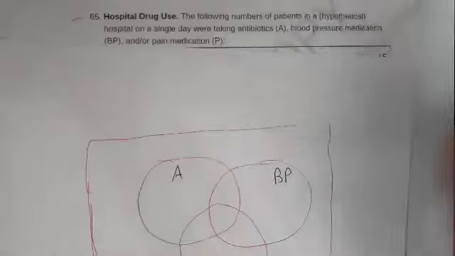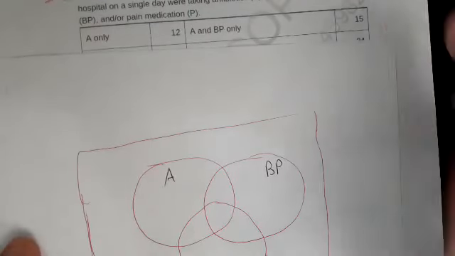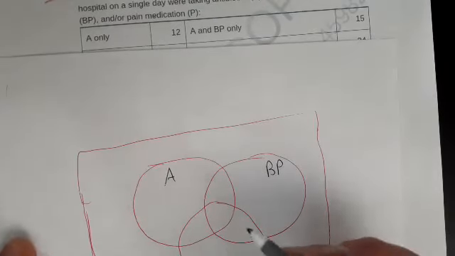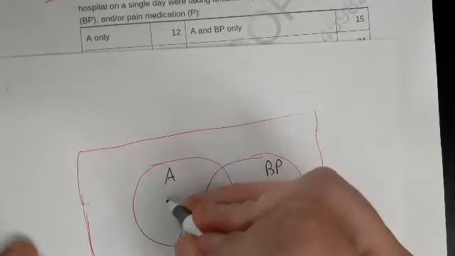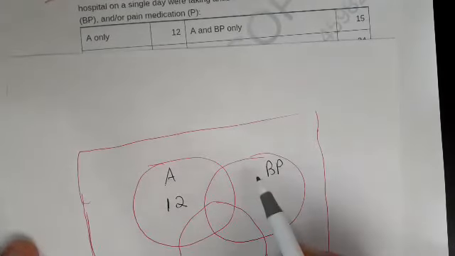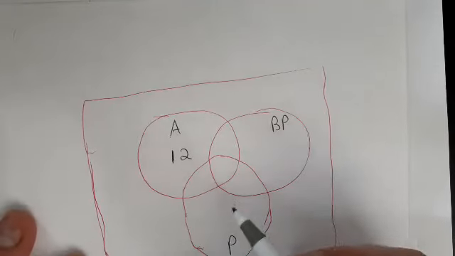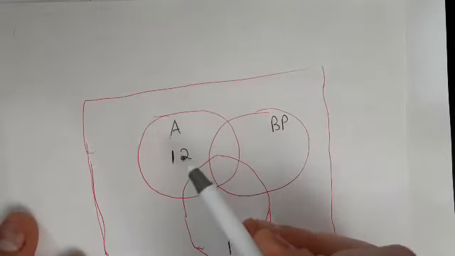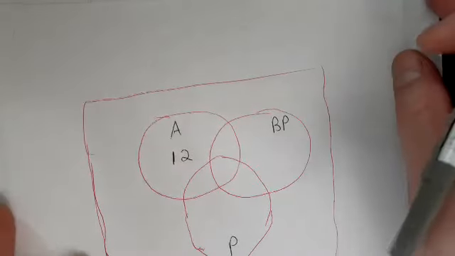So we're looking at this. We see A only is 12. And if they're only taking A, BP is 8. These are the people that are only taking A. They're not taking blood pressure. They're not taking pain medicine, right? And so if they're only taking A, we want it just in A, not in anything else.